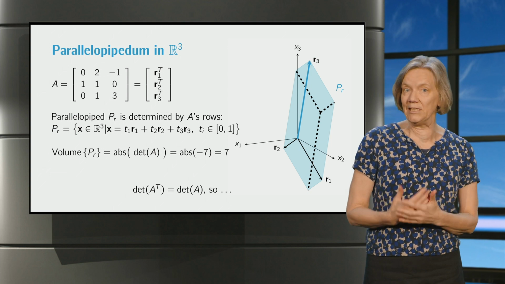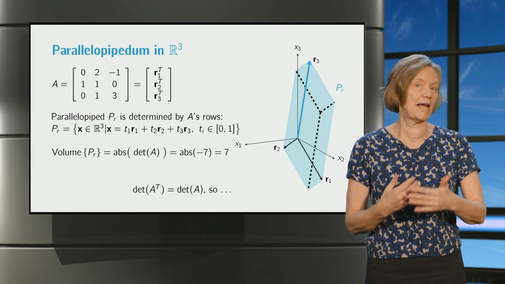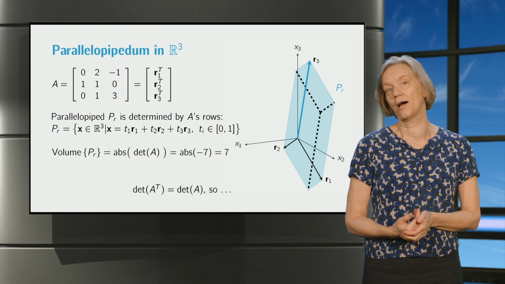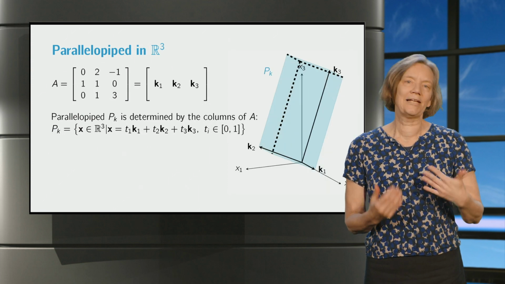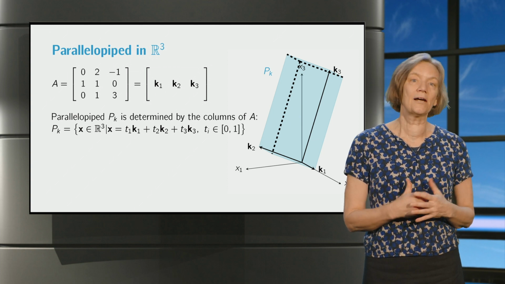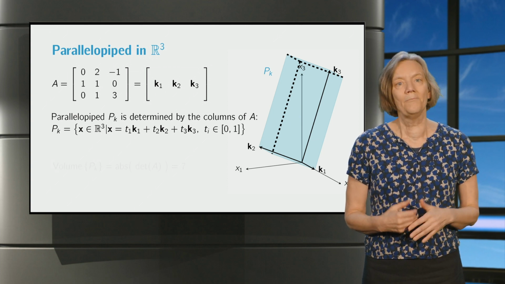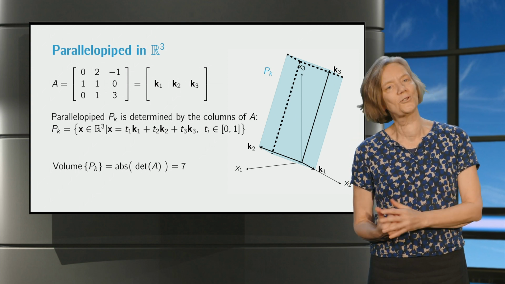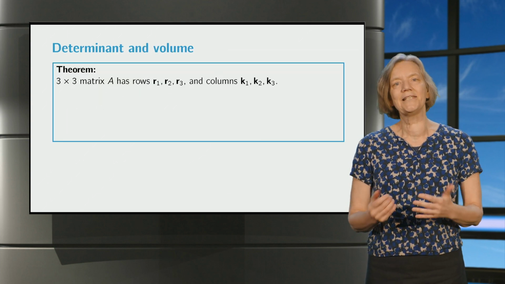We know that the determinant of A transpose is the same as the determinant of A, so we can do the same thing for the columns of A. Parallelepiped PK is determined by the columns of A. PK is different from PR, but its volume is the same. It is also 7. This is a theorem.